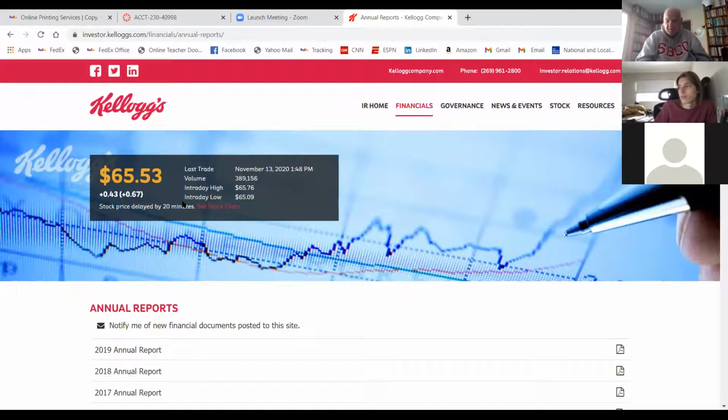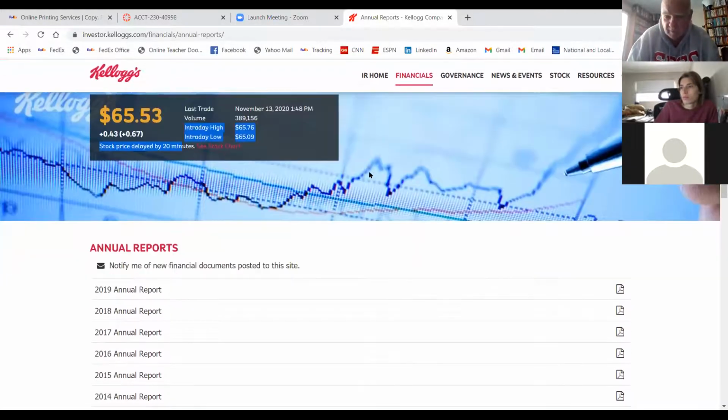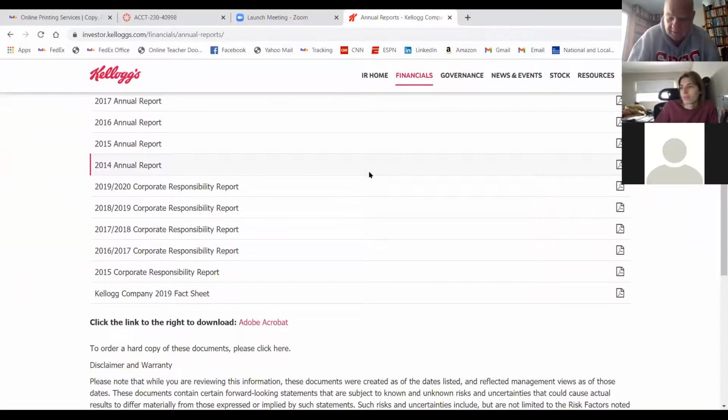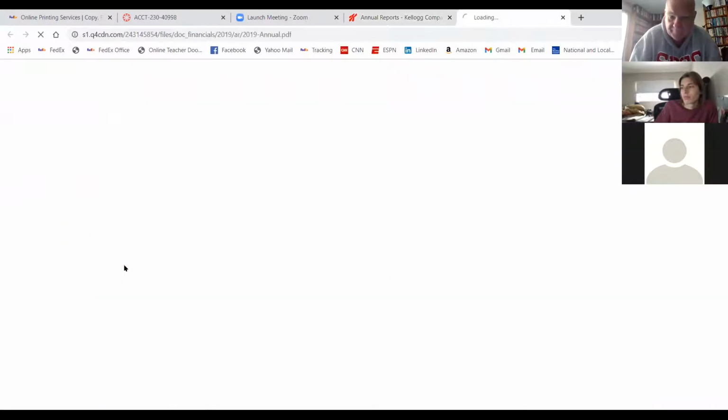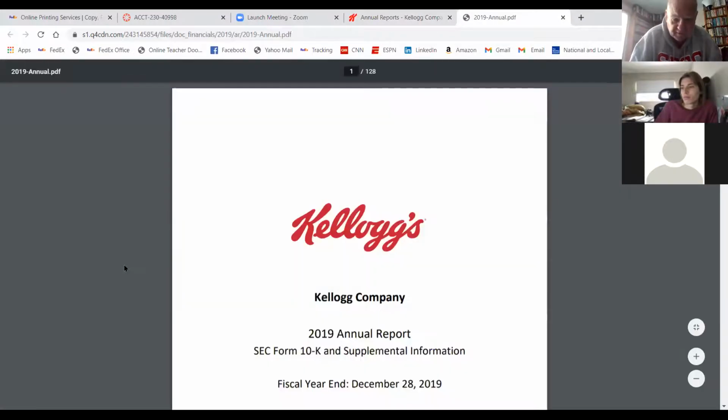Do you see Kellogg's now? They don't have that commercial anymore. That's when I was a kid. And keep in mind, we're doing 19, 18, and 17. We can't do 20 because, as you can see, Kellogg's is on a different fiscal year. They haven't done their 20s yet. So it's 19, 18, 17.